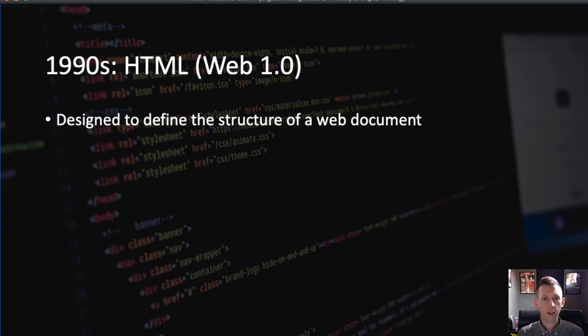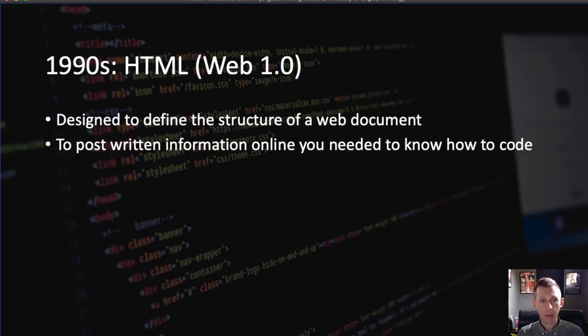HTML was designed to define the structure of the entire web document. So as we said just now, to be able to post written information online, you needed to be able to hard code it into the back end of the system. So it was extremely complicated. It was very difficult, and you needed to be multi-skilled to be able to do it. So generally, the information was very static. It would be uploaded and remain the same for years at a time. There wasn't a great deal of movement like we see now, where news feeds are updated hourly or by minute. So that was the first problem we had back in the 1990s.